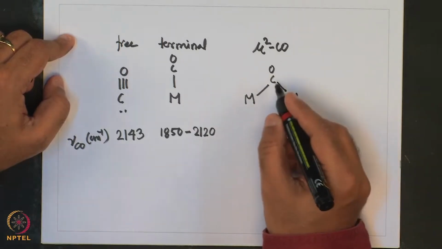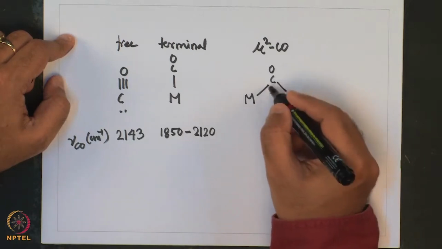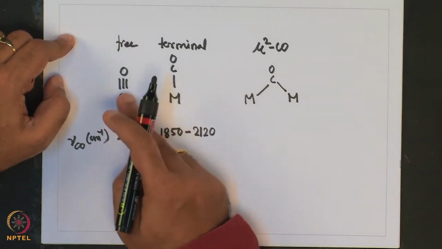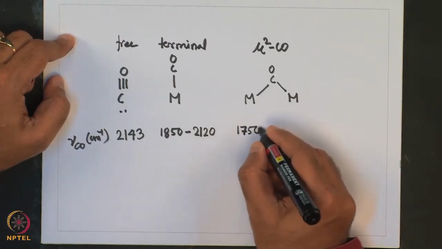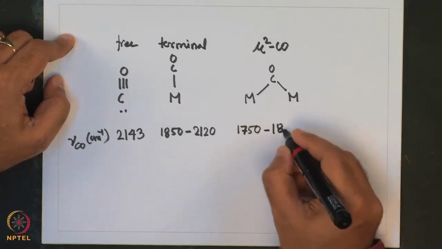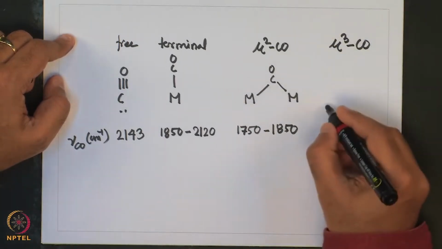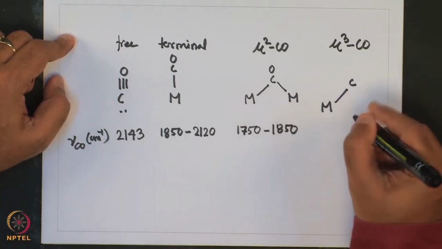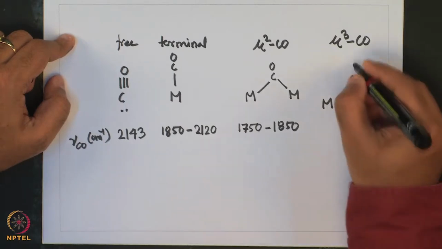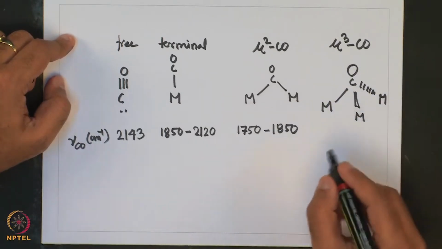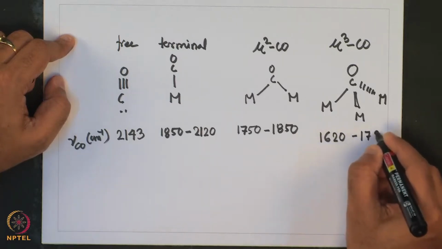Now, bridging COs, there is a significant amount of interaction or back donation from the metal, and the bond order has now moved from 3 to 2, and that is reflected in the CO stretching frequency, where it has fallen further to 1750, to 1850, to something like mu 3 CO, where now CO is bridging between 3 metal centers, and for that this has also fallen substantially from 1620 to 1730.